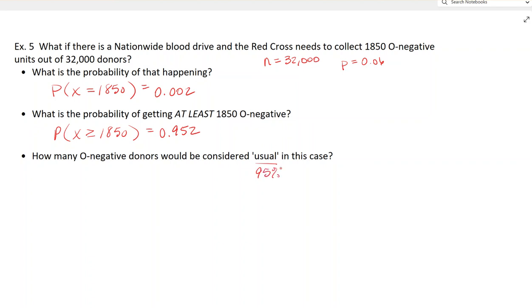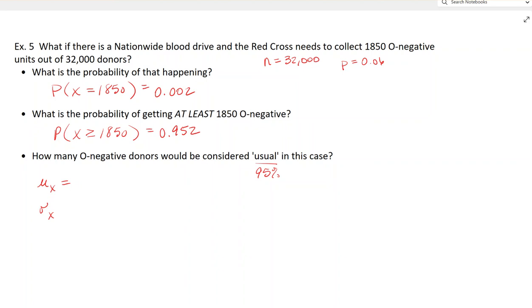So what we're being asked to do is to consider how many O negative donors do you think we can reach, the minimum number of donors and the maximum number of donors. So let's look at it this way. I know I'm going to use the empirical rule for this. And the empirical rule uses not only the mean, but the standard deviation. So let's calculate the mean of our O negative donors.